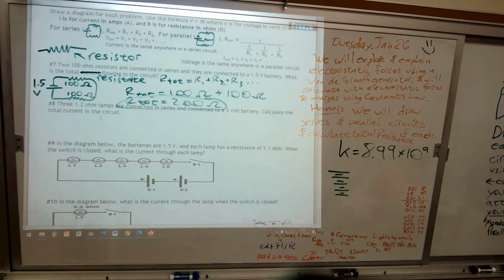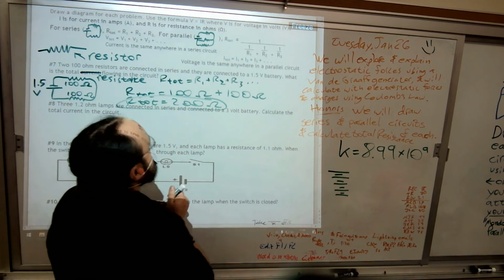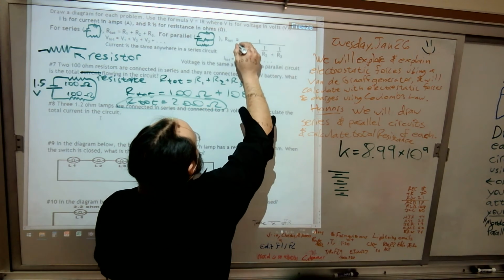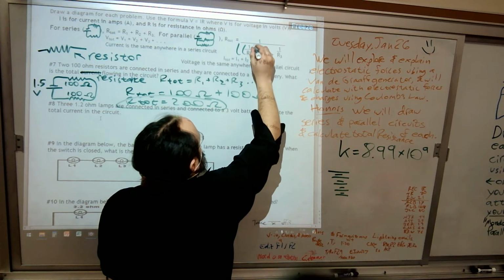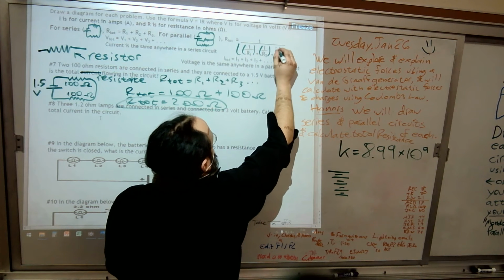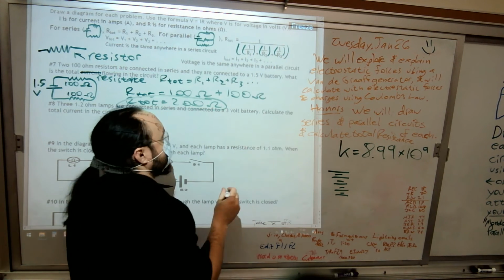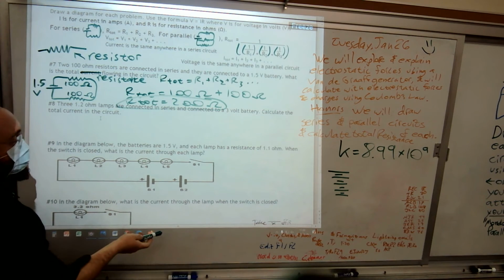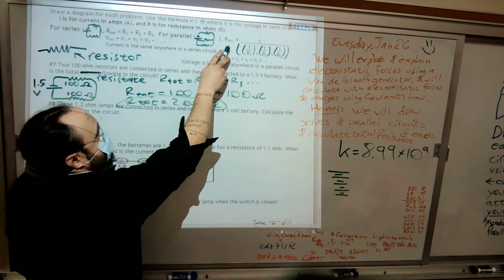I'm going to do a parallel example, and I'm going to do it using this other one down here, but I'm going to have to scroll. So remember this for a minute. We're going to find the total resistance for a parallel circuit. Since it's a parallel circuit, we've got to use these other rules here.